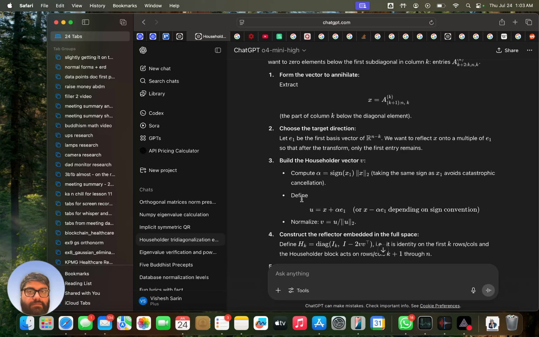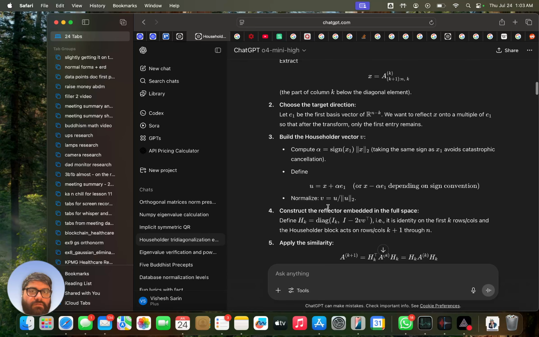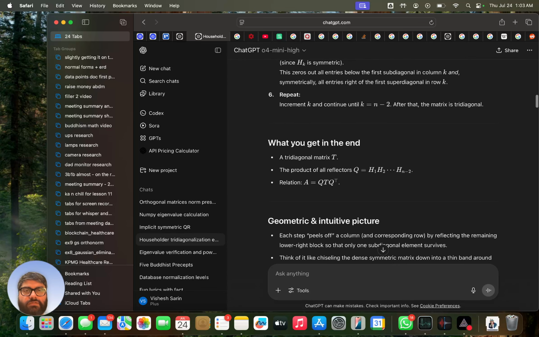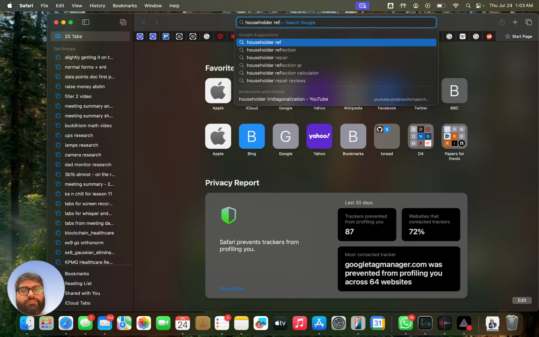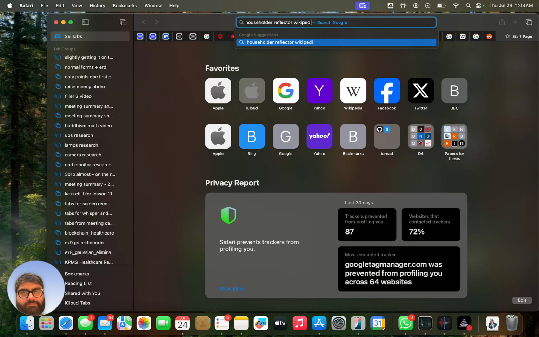Define u equals x plus alpha e1, then normalize: vector v equals u over the magnitude of u. So this, I still don't understand. I understand alpha. You know what, let's look up a Householder reflector and double check this on Wikipedia.